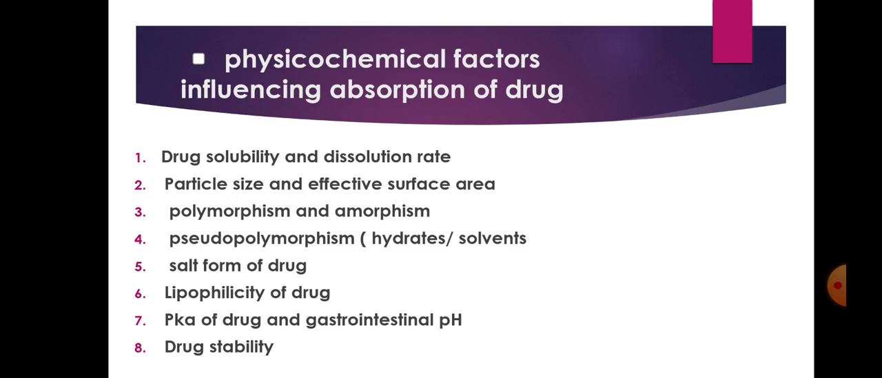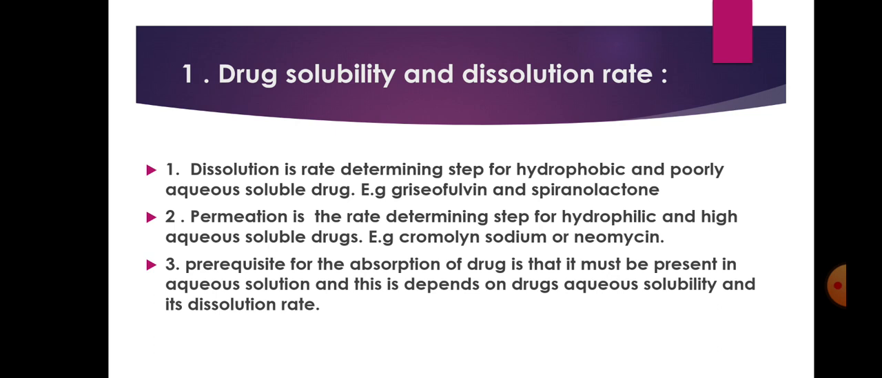Physicochemical factors influencing absorption of drug. First, drug solubility and dissolution rate. Second, particle size and effective surface area. Third, polymorphism and amorphism. Fourth, pseudo-polymorphism. Fifth, salt form of drug. Sixth, lipophilicity of drug. Seventh, pKa of drug and gastrointestinal pH. Eighth, drug stability. First point, drug solubility and dissolution rate.